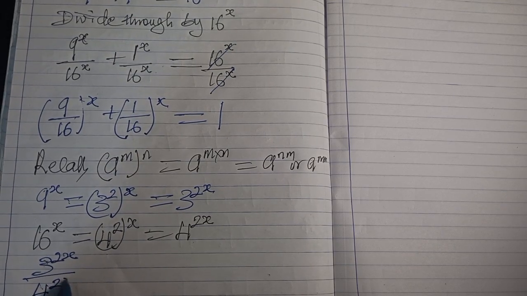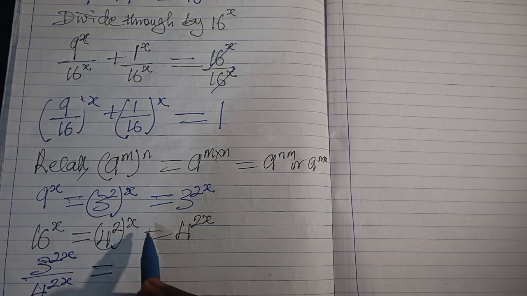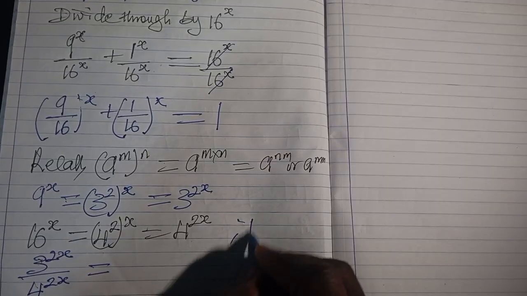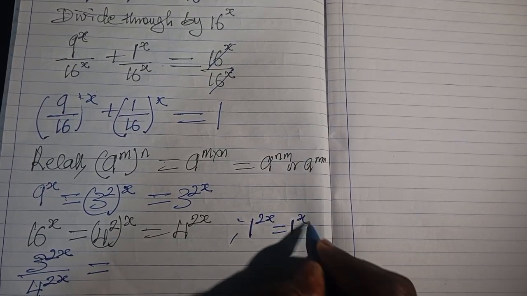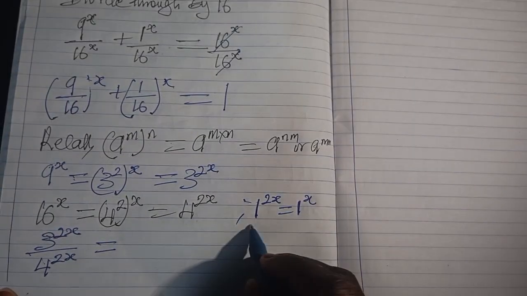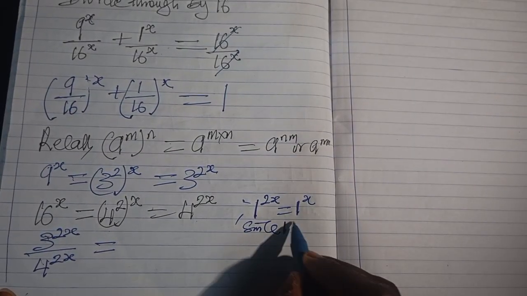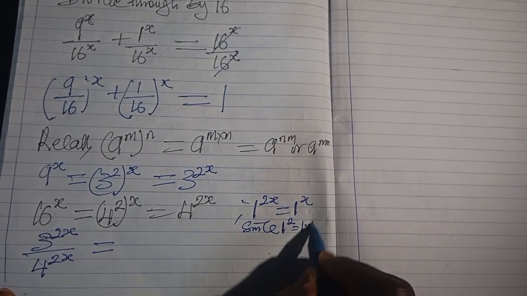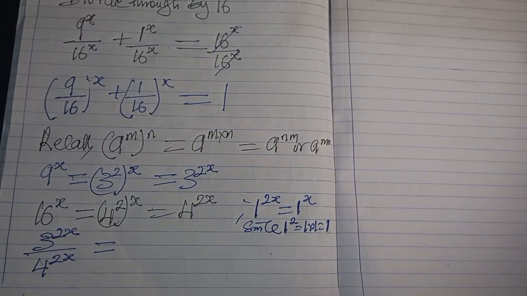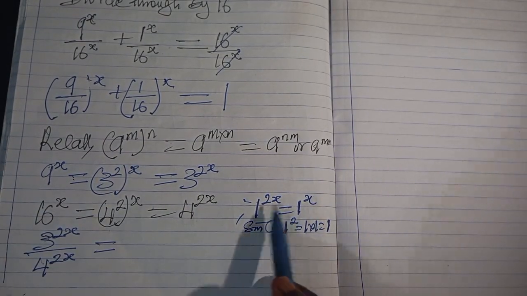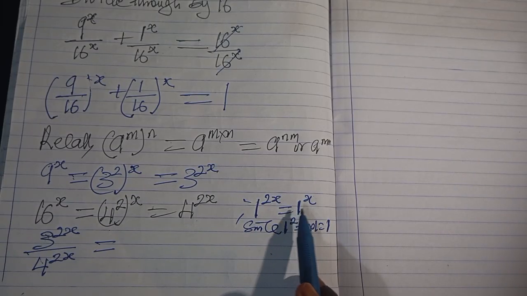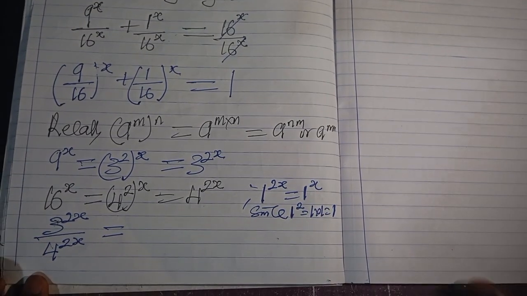It is equal to, remember, 1 raised to power 2x is the same as 1 raised to power x, since 1 raised to power 2 is the same as 1 times 1, which is still 1. Okay, good. These two are just a result of this rule here. So 1^(2x) is similar to 1^x. So let's proceed.